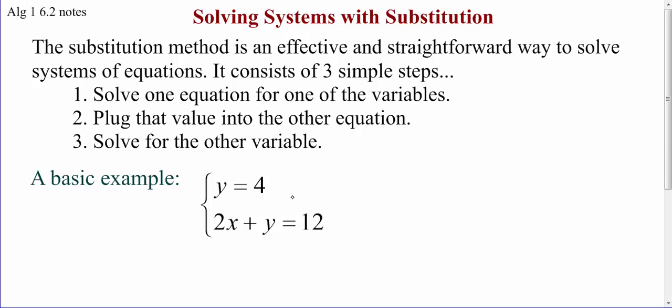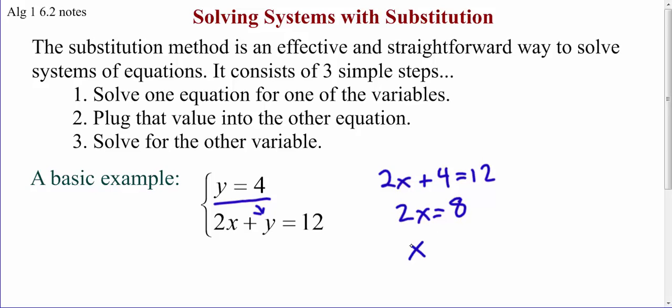It says the system is y equals 4 and 2x plus y equals 12. You can read the instructions up here, but essentially step 1 is done for us. We've solved for one of the variables already. So I'm going to take this information and plug it in right there for y. So I'm going to rewrite the second equation, but instead of writing y, I'm going to write 4. When we subtract 4 from each side, we'd get 2x equal to 8. Then we could divide and we'd get x equals 4.